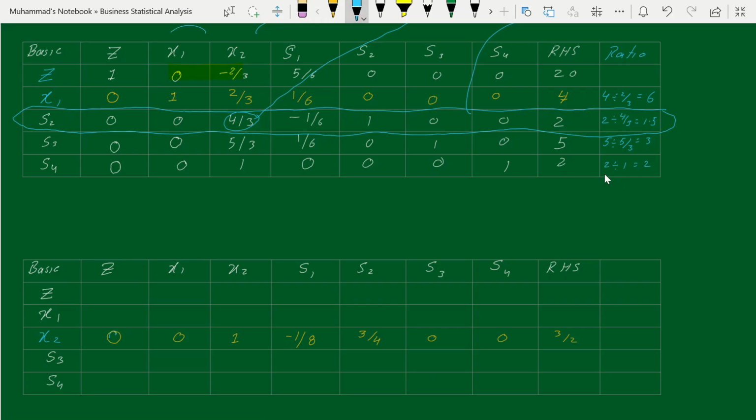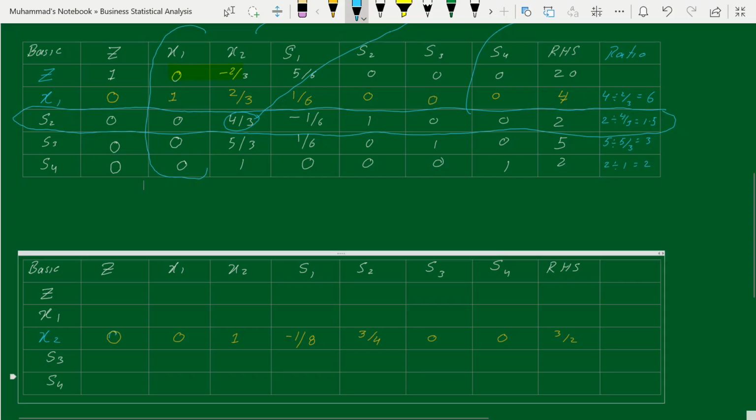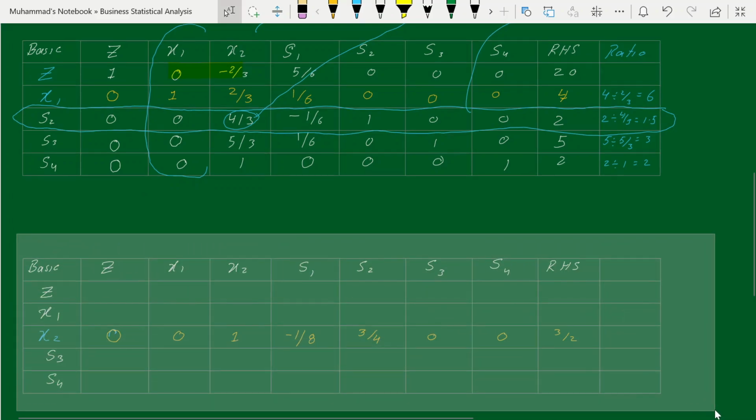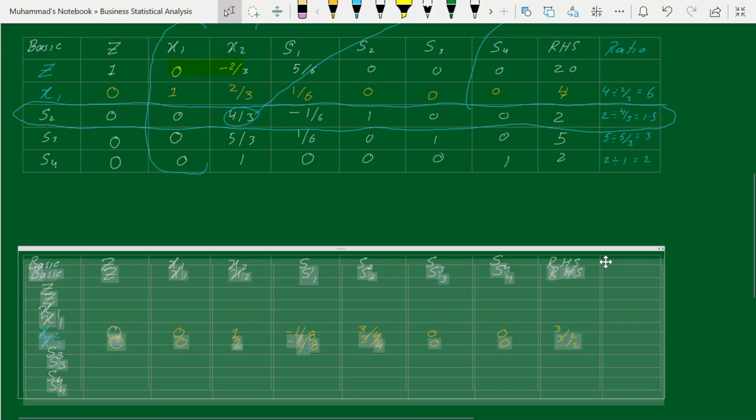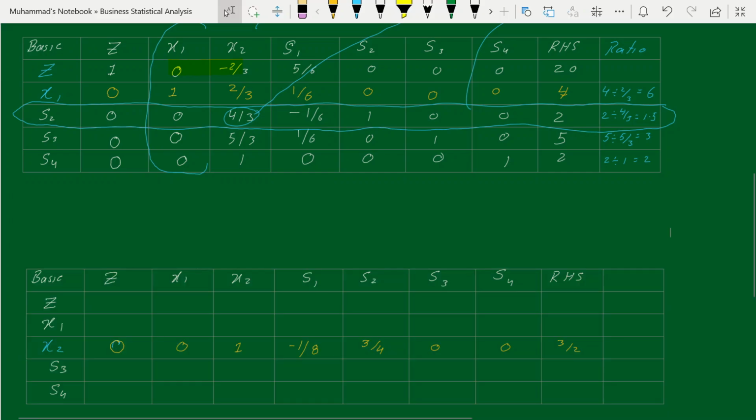Okay, so this was the pivot column. Sorry, let me highlight it. Let me adjust the table so that you could view the procedure. Okay, so now we can start. Now let's look at this.